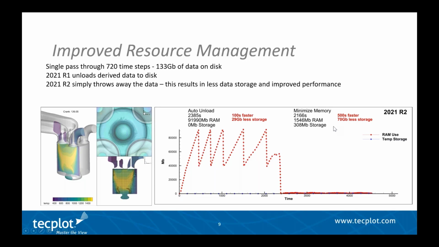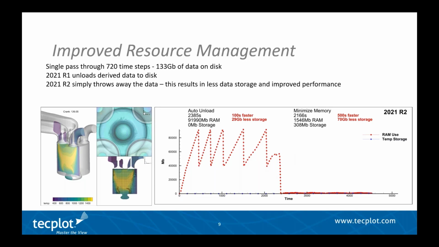And so there you can really see the impact of just writing that data to disk, because in this case, we're just doing a single pass through the data, so we're never going back and retrieving that data. So writing it to disk was kind of a silly thing to be doing anyway. You'll also notice that minimized memory use is actually faster now than auto unload in this case. So that was a really interesting result that we saw here.